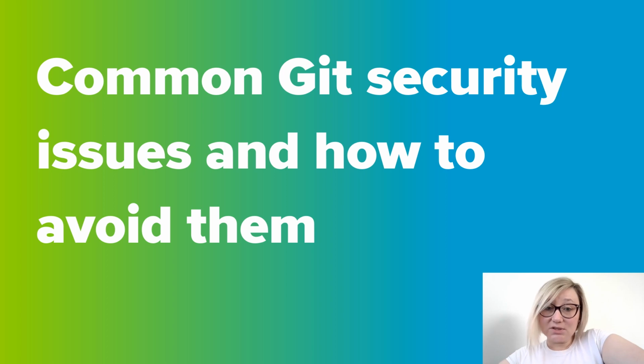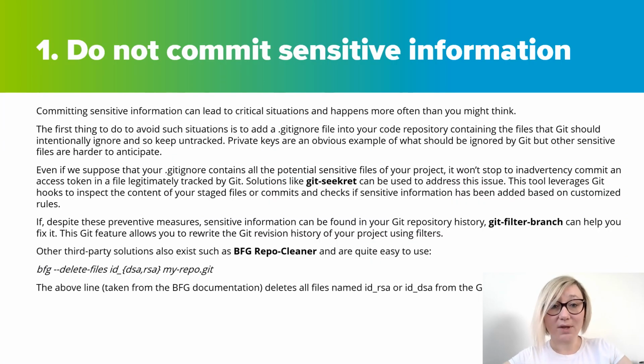Common Git security issues and how to avoid them. We have three main variants, and now we are talking about them. The first one: do not commit sensitive information. Committing sensitive information can lead to critical situations and happens more often than you might think.